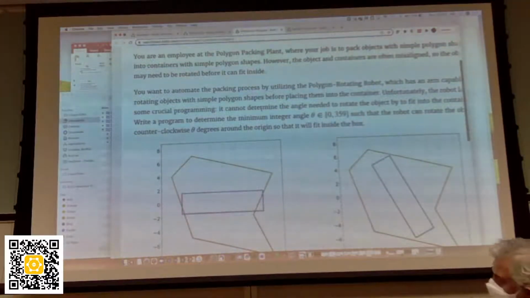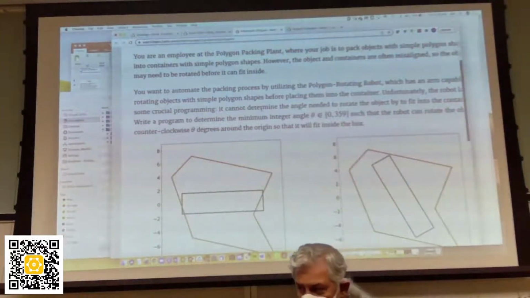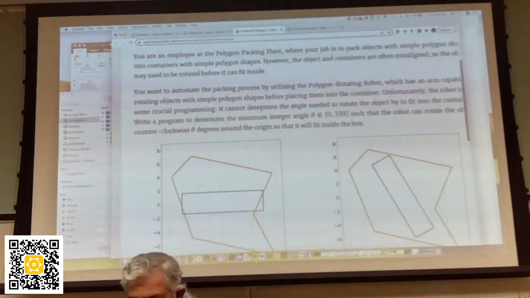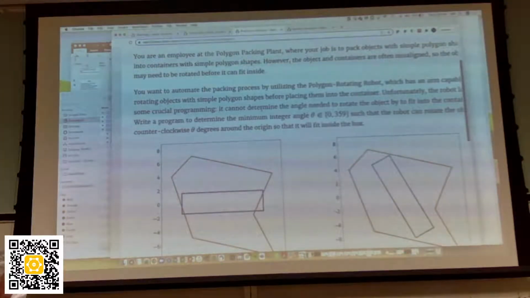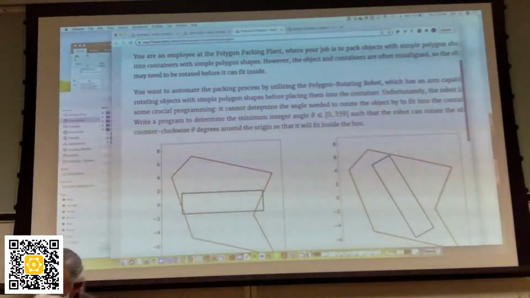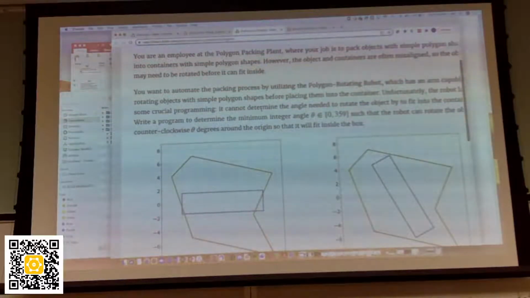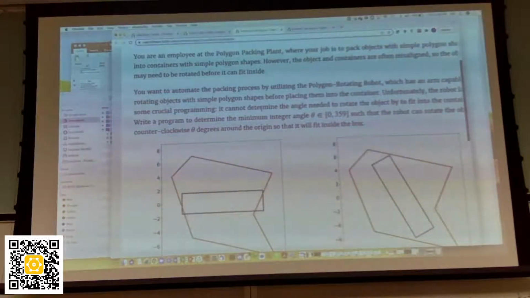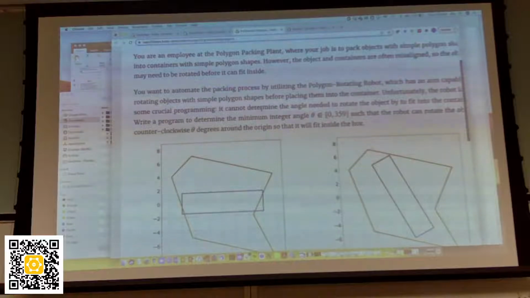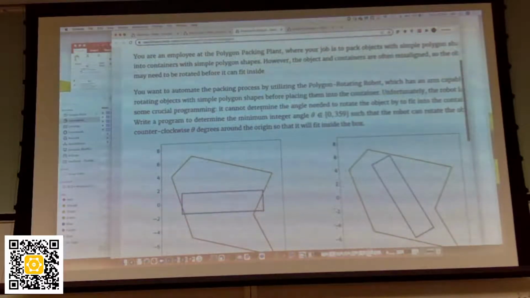Okay. And both of these are not convex polygons. They are what are called simple polygons. So even though the second box is drawn as a nice little rectangle, don't be fooled by it, because the problem says it can be a simple polygon. So that also can be as ugly as the orange one. Okay?